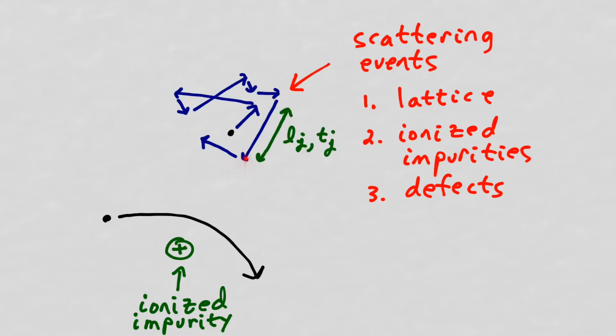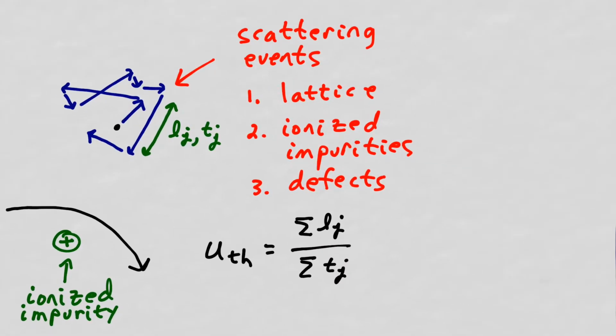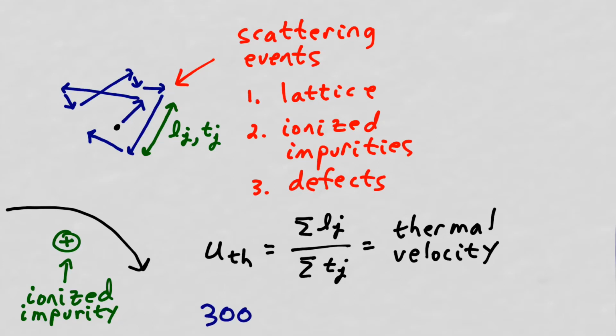In between scattering events, the electron will travel some distance over some time. If you follow the electron for a while and sum up the total distance it has traveled and the total time, you get what is called the thermal velocity of the electron. At a temperature of 300 Kelvin, which is around room temperature, the thermal velocity for electrons in metals is on the order of 10^5 meters per second. So those electrons are moving with a very high velocity.